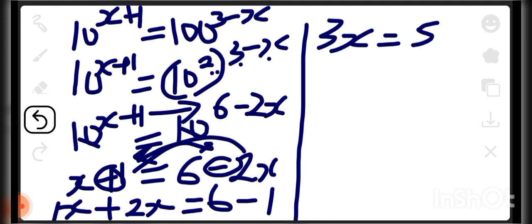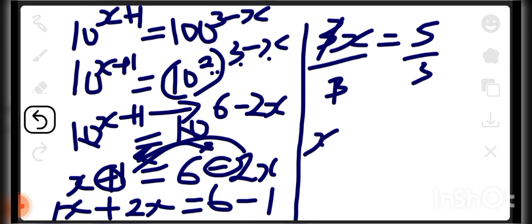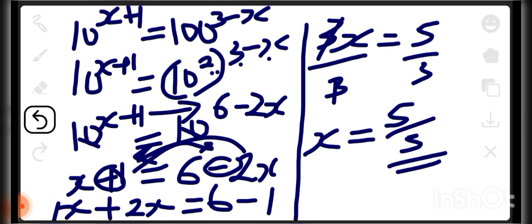So next thing, since we want to make x free, remember simple equation. Divide by 3. Divide by 3, so we cancel this. So x will now be equal to 5 over 3. That is the answer.